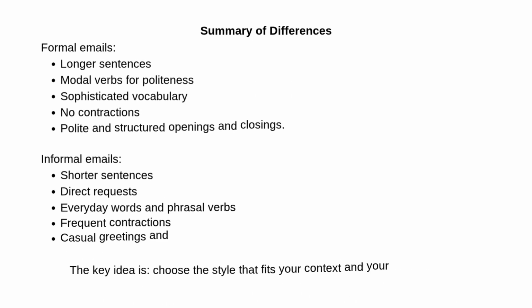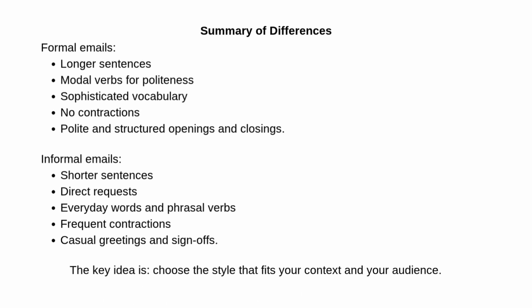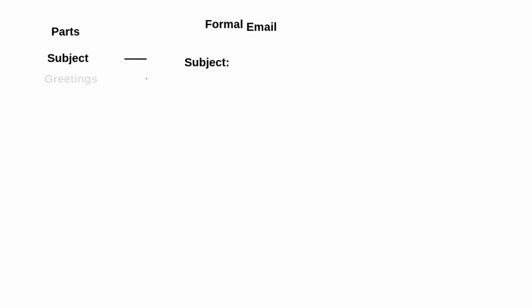So to summarize, formal emails: longer sentences, modal verbs for politeness, sophisticated vocabulary, no contractions, polite openings and closings. Informal emails: shorter sentences, direct requests, everyday words and phrasal verbs, frequent contractions, casual greetings, and sign-offs. The key idea is, choose the style that fits your context and your audience. You may pay attention to the language clues given by the first sender if you are responding to an email.